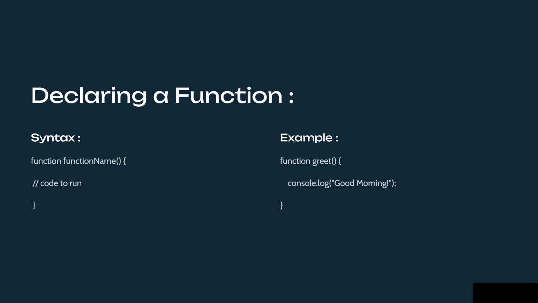We'll jump to the next point, that is declaring a function. So first we will see what is the syntax of declaring a function. Let's declare or create a function. Here is the syntax, that is function, function name, and after that we will write code. Let's see an example. function greet, console.log, inside the round brackets, the message is typed, that is good morning.